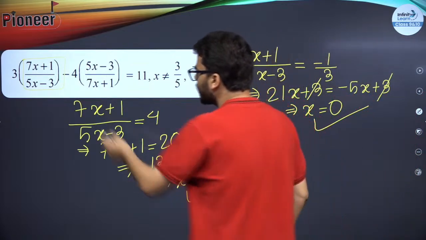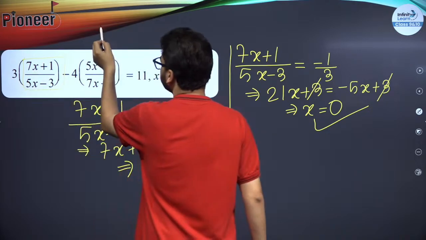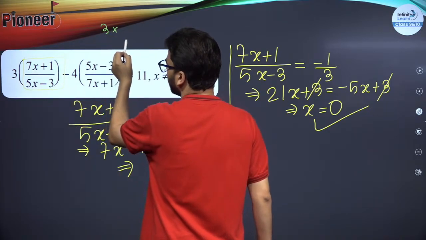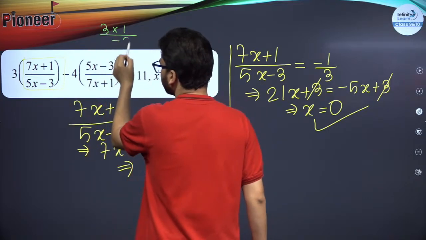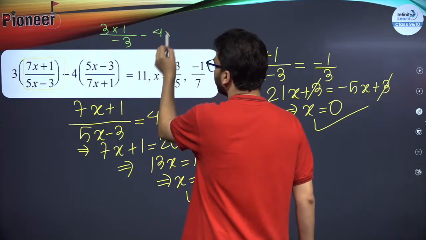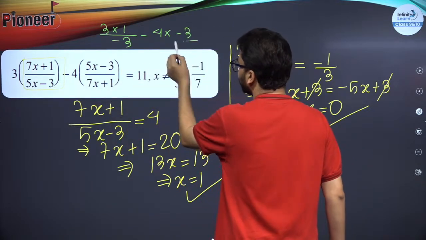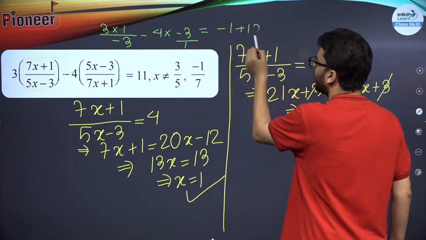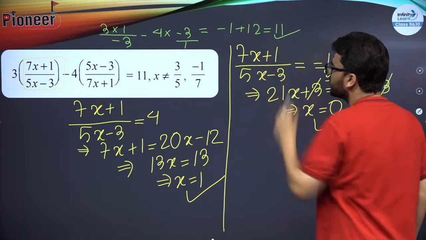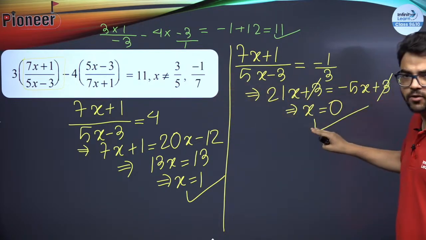If you put x is equal to 0, what will you get? In the numerator you will get 3 into 1 and in the denominator minus 3, minus 4, and then you will get minus 3 over 1. So this is basically minus 1 plus 12, and that is equal to 11. So x is equal to 0 is satisfying this equation. Therefore x is equal to 0 is correct.